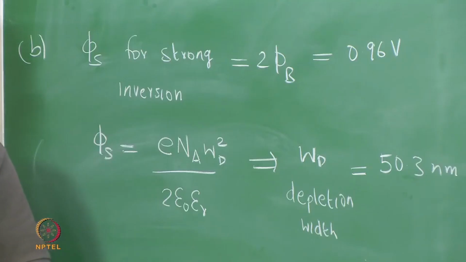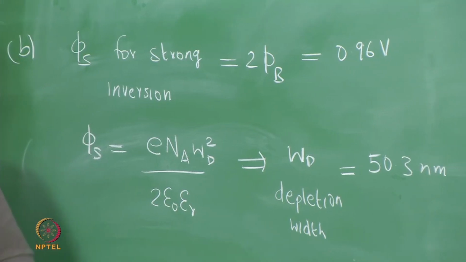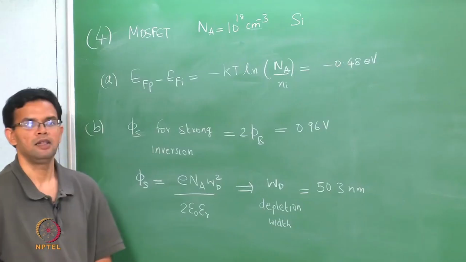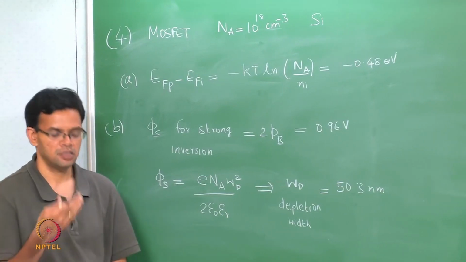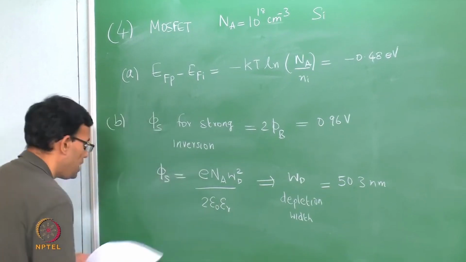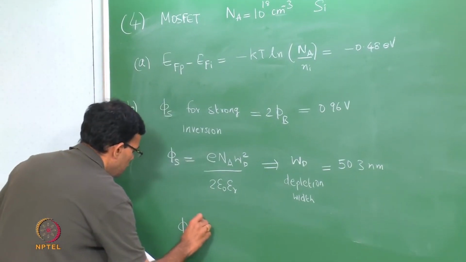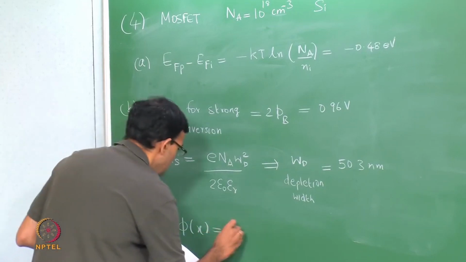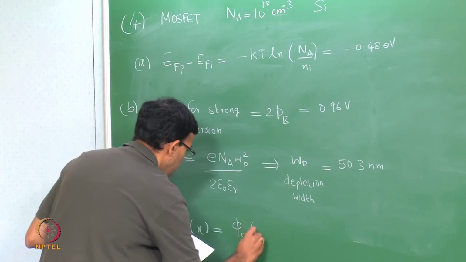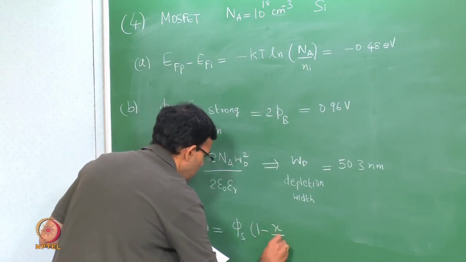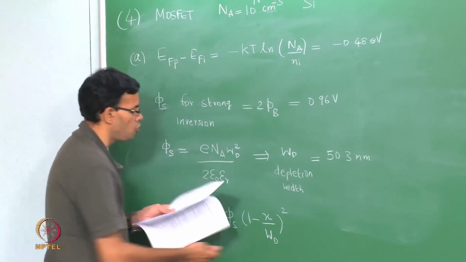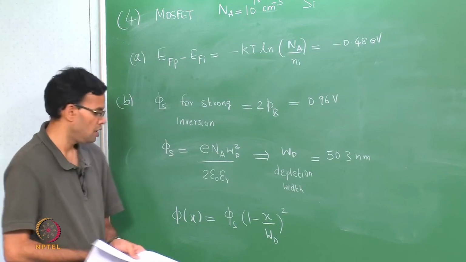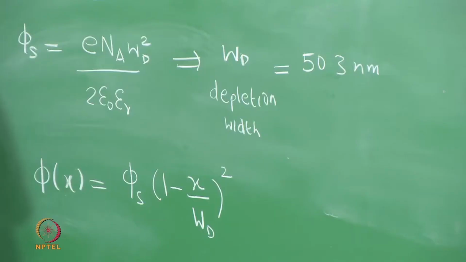So, the next thing you want to calculate is the width of the N channel. To know the width of the N channel, we need to know how the potential varies as we go from the surface to the depth. So, in this particular case, this is given by the expression psi of x is equal to psi s, which is your surface potential, times 1 minus x by W d the whole square. So, W d is the total width of the depletion region, and psi of x is the potential at some depth x from the surface.